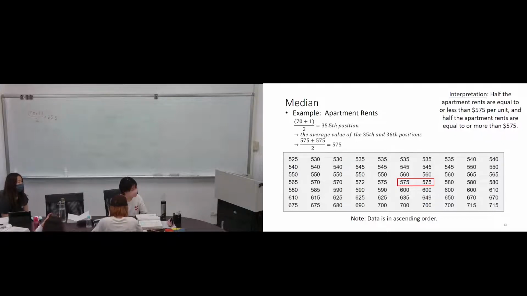And how do we interpret that? Half the apartment rents are equal to or less than $575 per unit, and the other half of the apartment rents are equal to or more than $575. Questions?